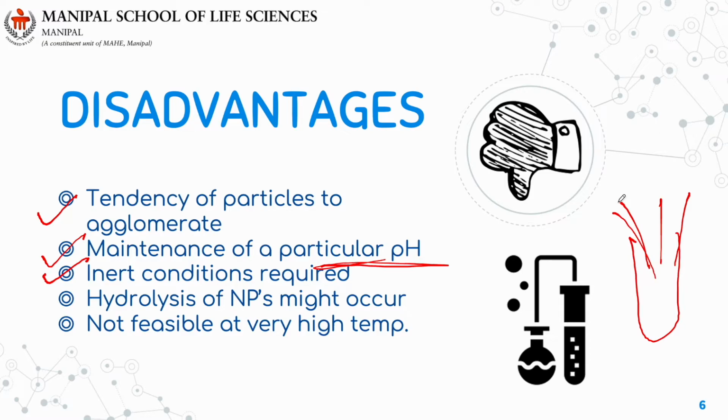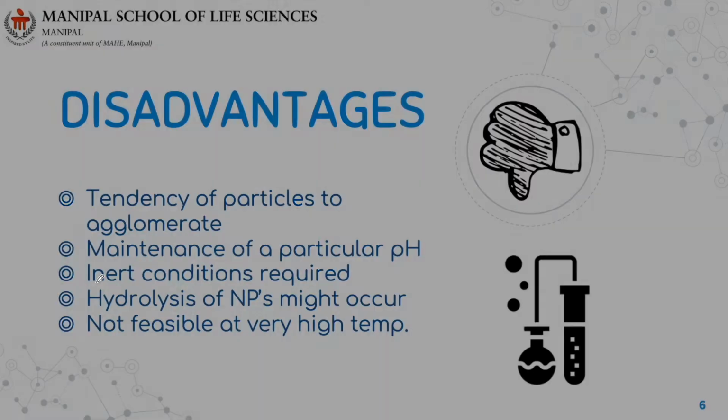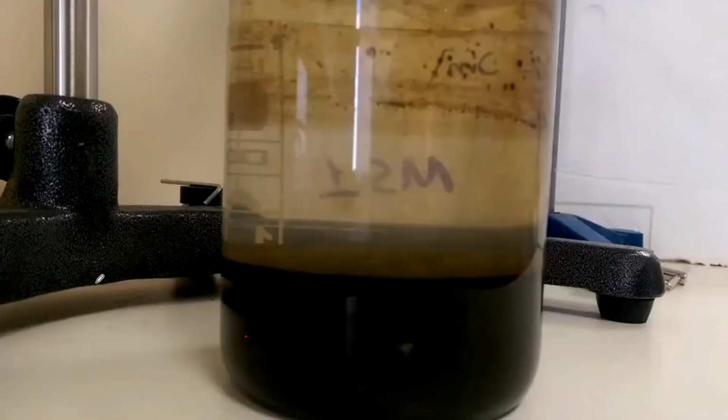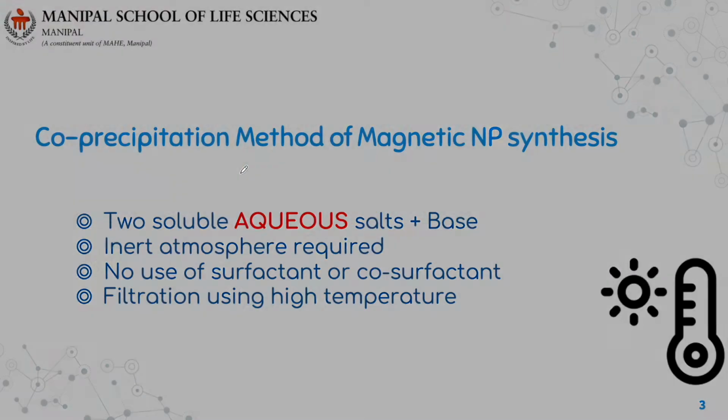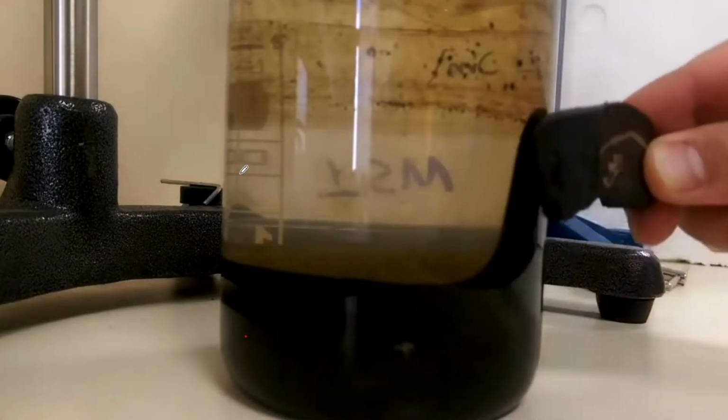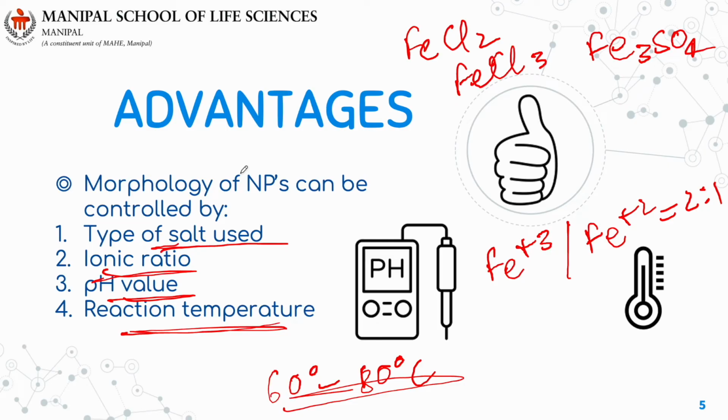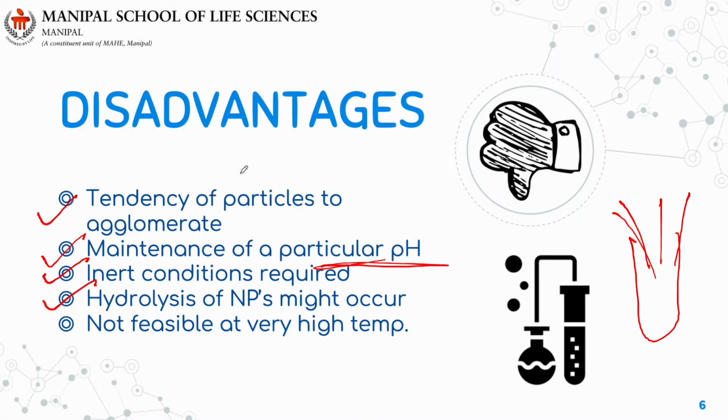The fourth one is hydrolysis of nanoparticles might occur. As I told, we are using aqueous salts here. So aqueous salt is basically in water. So hydrolysis of fine particles might occur in this method. So that is again one of the disadvantages.